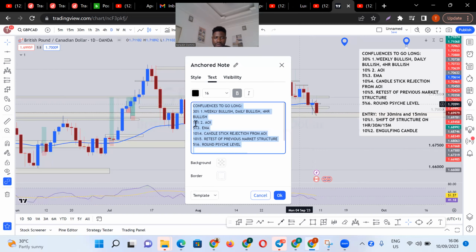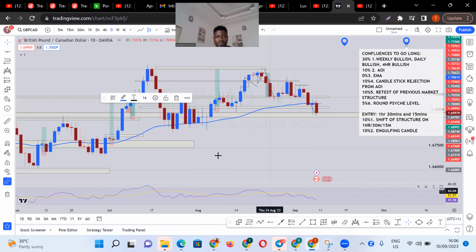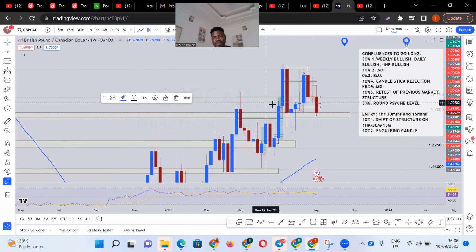So EMA, I normally give it 5%. Now it is 0%. Is there a candlestick rejection? Yes. Retest of previous structural zone. Like I told you before, weekly time frame. Yes, this is our previous structural area.